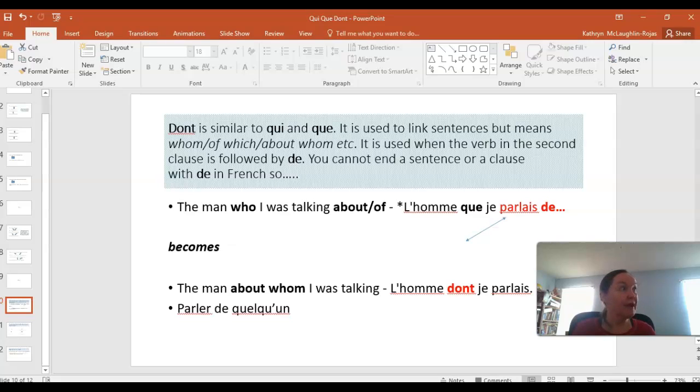Does that verb have de after it? Like avoir besoin de, avoir peur de, se servir de, parler de. If you're using one of those verbs and you're combining sentences, there's a strong chance you're going to need to use dont in order to do that.